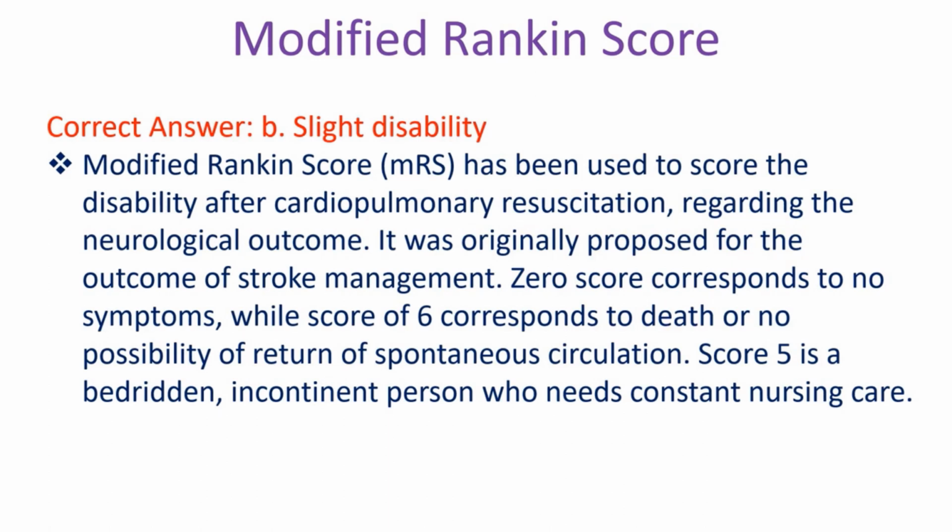Modified Rankin score has been used to score the disability after cardiopulmonary resuscitation regarding the neurological outcome. It was originally proposed for the outcome of stroke management. A score of 0 corresponds to no symptoms, while a score of 6 corresponds to death or no possibility of return of spontaneous circulation. Score 5 is a bedridden, incontinent person who needs constant nursing care.